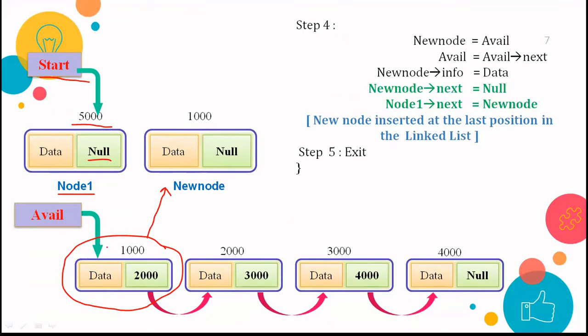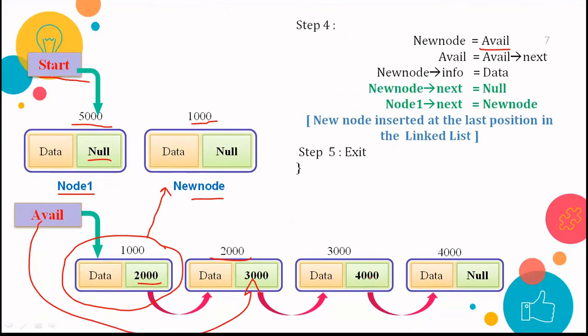So I have borrowed one node from the avail list. Now this new node is going to contain the address of avail. What is that? 1000. So 1000 is being stored in new node, and then avail is going to point to the next node, which is 2000. And how is it being done? Avail is going to store the address of avail next, and avail next is 2000. So automatically it will now store the address 2000. It means now it is pointing to 2000, and this is the next free location in the memory.